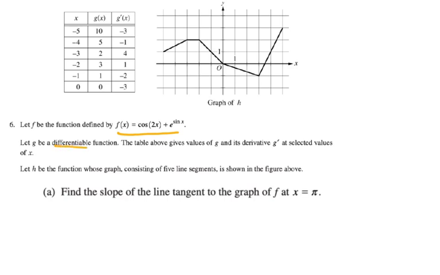In part A, they say find the slope of the line tangent to the graph of f at x equals 5. Slope is derivative, okay. So I guess I need to find f prime. So f prime of x, got to use chain here, okay, the 2's going to come out front, and derivative of cosine is negative sine, so this is negative 2 sine 2x.